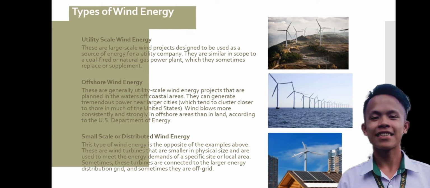So, as a summary of Mr. Faustino's explanation about the three major types of wind energy: utility scale wind energy turbines are usually defined as turbines that exceed 100 kilowatts in size. Utility scale wind turbines are typically installed in large multi-turbine wind farms connected to the nation's transmission system.